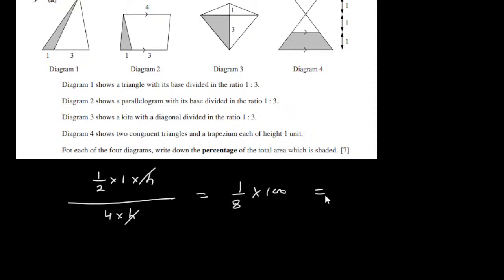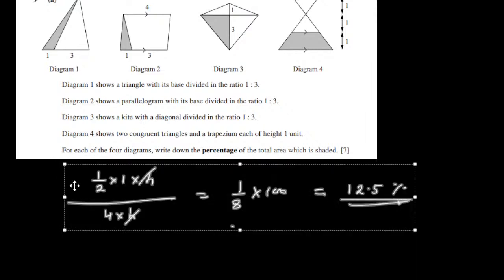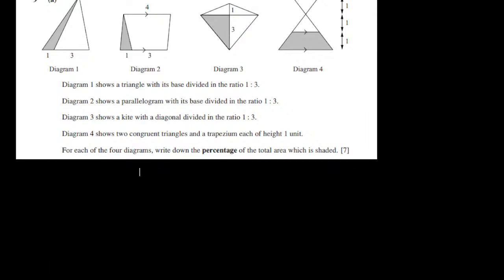So 1 upon 8 times 100 will give you the percentage. So 1 divided by 8 times 100, what will you get? 100 divided by 8 will give me 12.5%. Okay, so 12.5% is the answer there. Now the third diagram. If you are not understanding any of it, let me know.